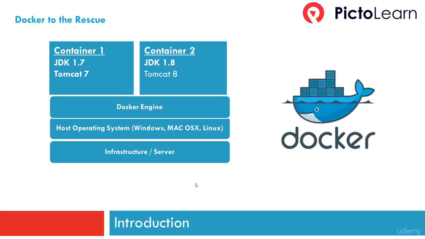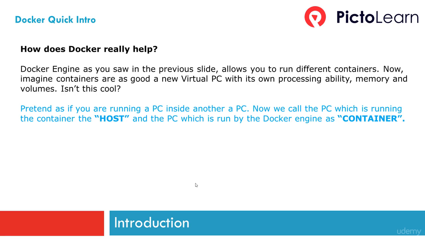Now remember, these containers have their own processing ability, own memory, and own volumes mounted to the host operating system, and they can interact with the host operating system or with the files on the host operating system. Just to summarize, Docker engine, as you saw on the previous slide, allows you to run different containers. Now imagine containers as good as a new virtual PC with its own memory, processing ability, and volumes. Isn't that cool? Now, pretend as if you're running a PC inside another PC.